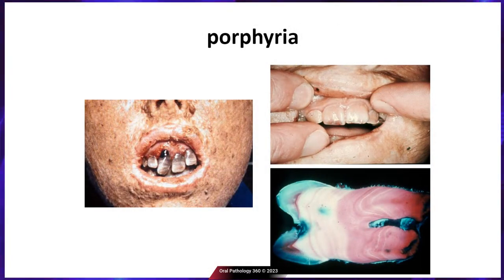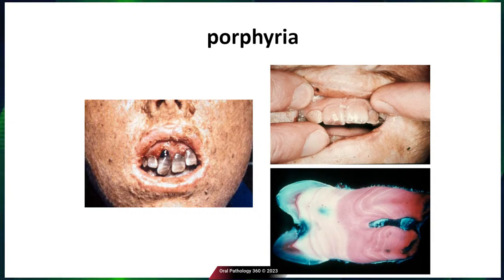Porphyria is an inherited abnormality. It is a multi-system disorder. It's an inherited abnormality of heme and porphyrin metabolism. These patients tend to have an extensive relapsing disease pattern, with a lot of neurological symptoms and so on. But one of the side effects of that, with the inability to metabolize heme and porphyrins properly, is that they get deposited in the teeth.